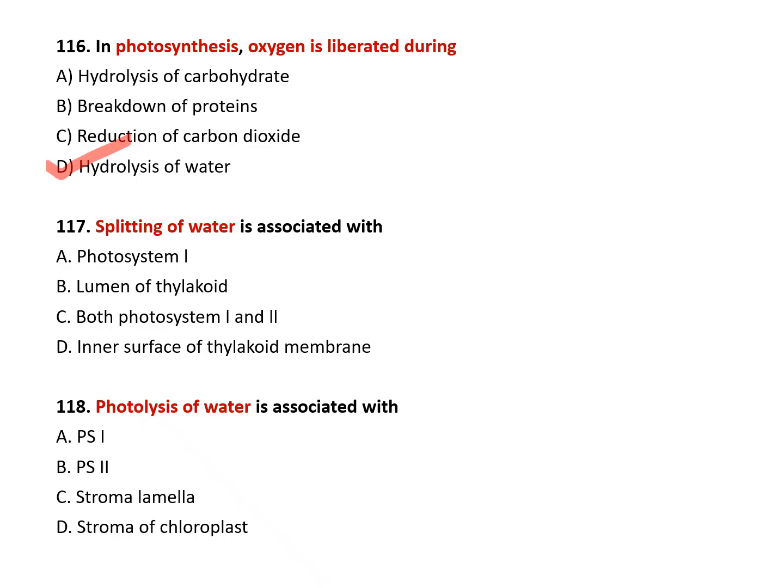The next question, number 117. Splitting of water is associated with: option A, photosystem 1; option B, lumen of thylakoid; option C, both photosystem 1 and 2; option D, inner surface of thylakoid membrane. The correct answer is option D, inner surface of thylakoid membrane.